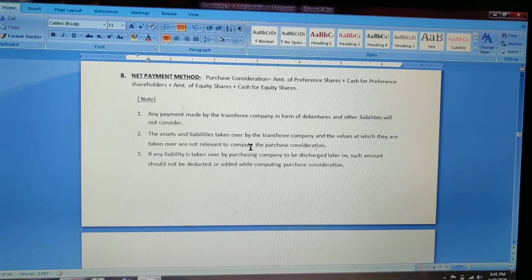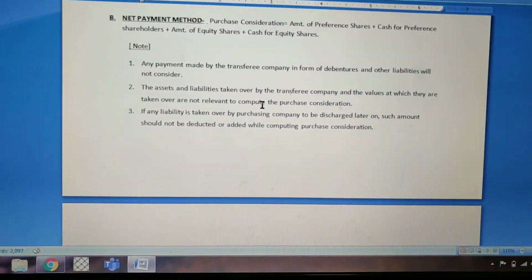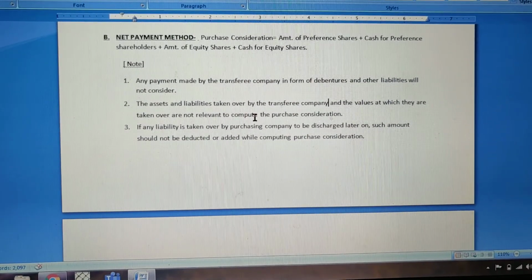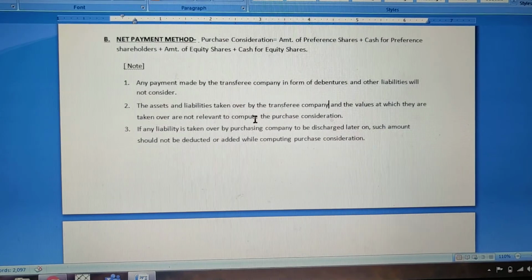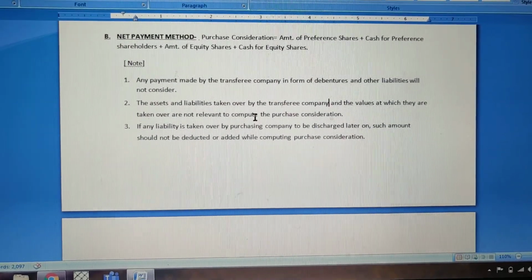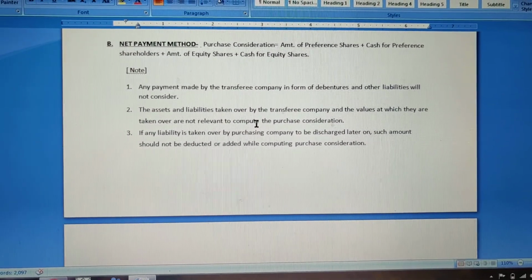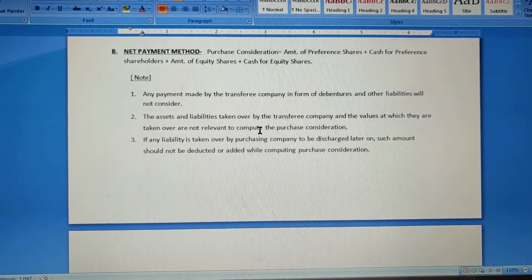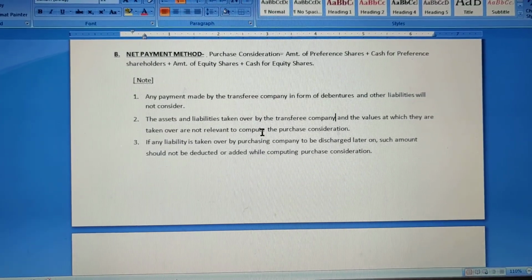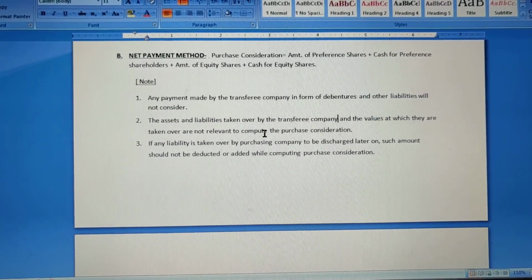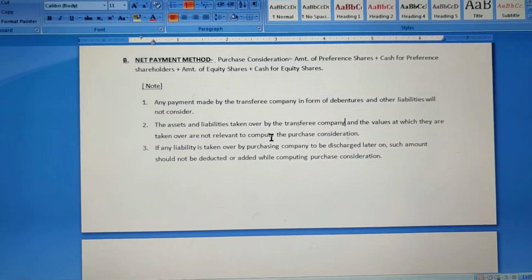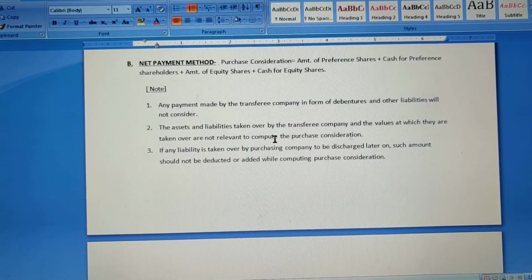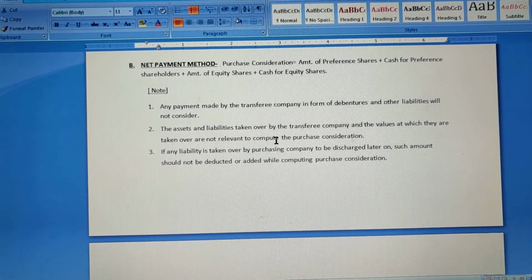let's read the note given under it. First is, any payment made by the transferee company in the form of debentures and other liabilities will not be considered. Okay, that we have already discussed. Second is, the assets and liabilities taken over by the transferee company and the values at which they are taken over are not relevant to compute the purchase consideration. Those assets and liabilities which the transferee company is taking over, and the values at which they are taking over, are not relevant.